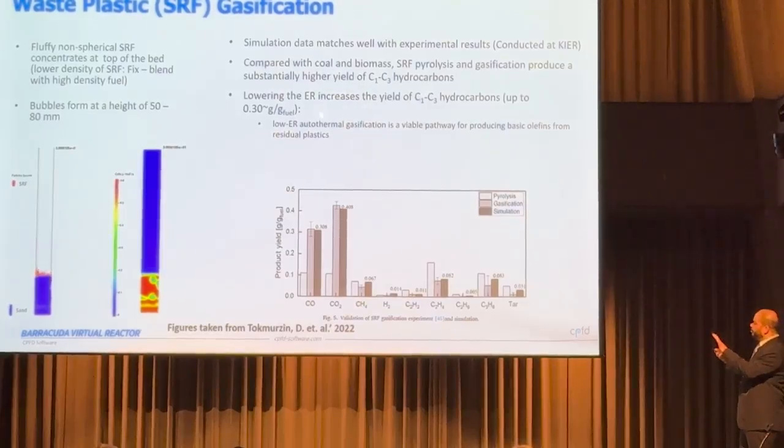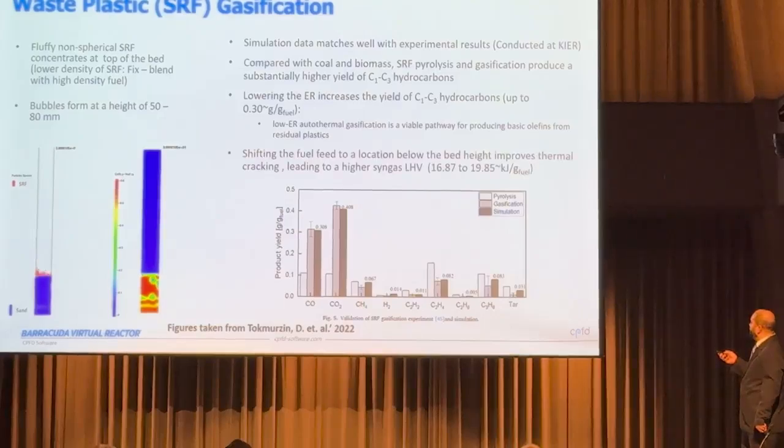I just wanted to point out, there are obviously many more details in the paper, but if you look at a couple more results, firstly they say that when they reduce this equivalence ratio, that actually increases the yield of C1 and C2 there. So what they're saying is that a low ER autothermal gasification is actually a viable pathway for producing basic olefins from residual plastics. And the other important thing they're saying is that as they change the feed location from above the bed into the bed, they're actually seeing a higher syngas composition. So again, there are many more details in the paper, and I encourage you to look at them.